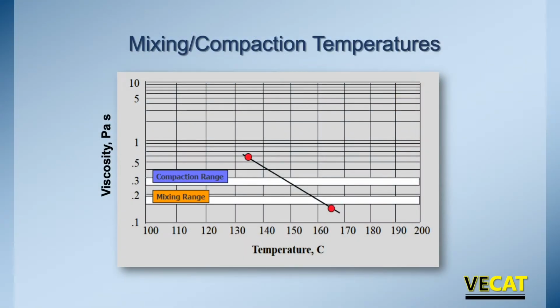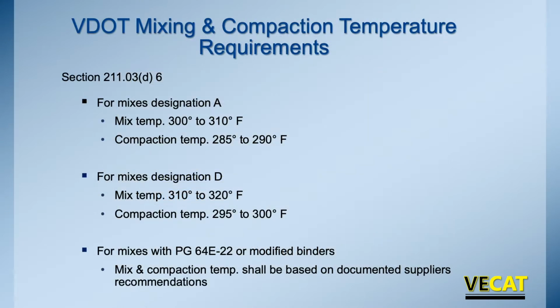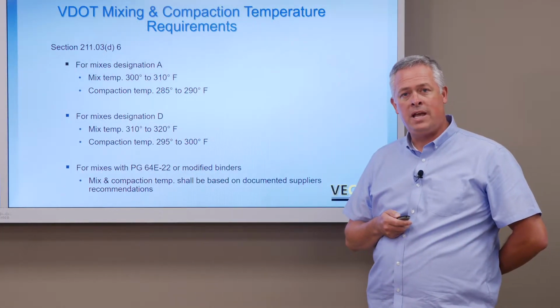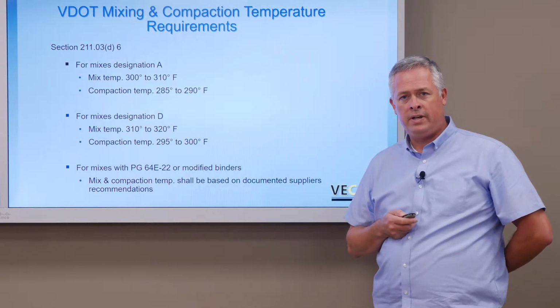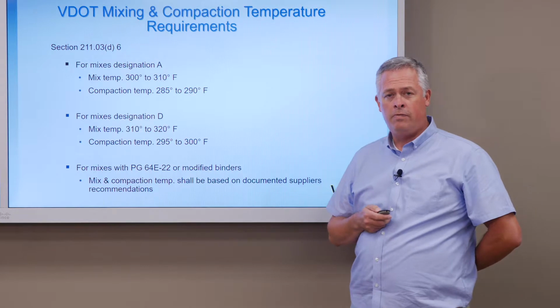So, mixing and compaction temperature. There are mixing and compaction temperatures depending on what type of mix that we're using and specifically what kind of binder that we're using. Section 211, D6 refers to, for mixes designated A mixes, our mix temperature is 300 to 310 degrees and our compaction temperature is 285 to 290. What you'll find is that mixing temperatures actually have to be a little bit more, and you are allowed a little bit more as per federal specifications. You can get up to about 340 degrees.